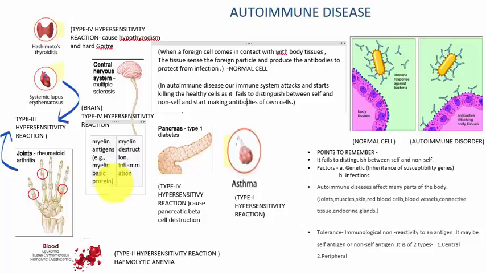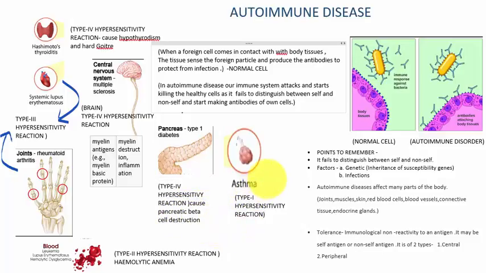In multiple sclerosis, the immune cells attack the myelin sheath that surrounds the nerve cell. The antibodies are formed and initiate the myelin injury and cause the activation of macrophages that leads to the disease. The next point is pancreatic type 1 diabetes. It is also an example of type 4 hypersensitivity reaction. It causes pancreatic cell destruction.